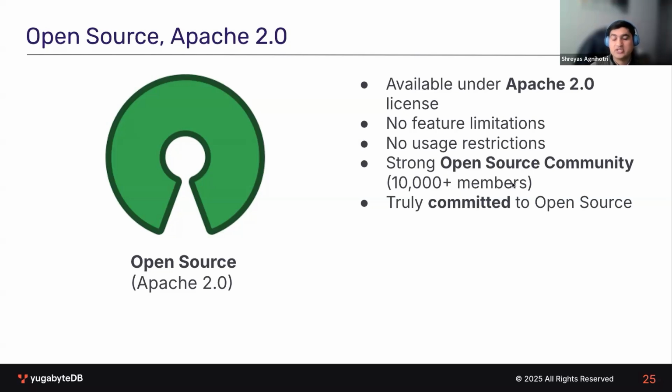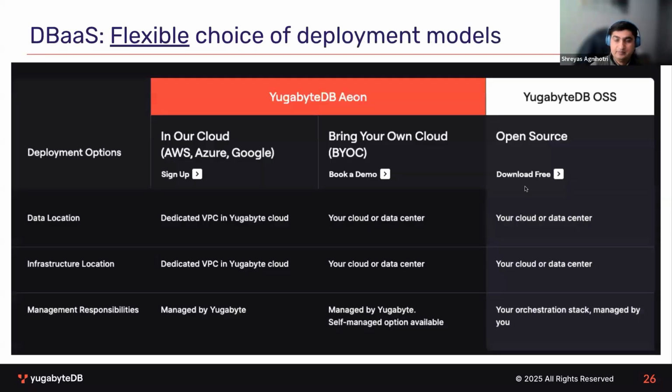We have a very strong open source community with 10,000 plus members. It's a very active and thriving community where you can go ask for help and people are going to help you, and you can find answers to all your YugabyteDB questions very fast. So all in all, Yugabyte is truly committed to open source, and we fully intend to keep it that way.